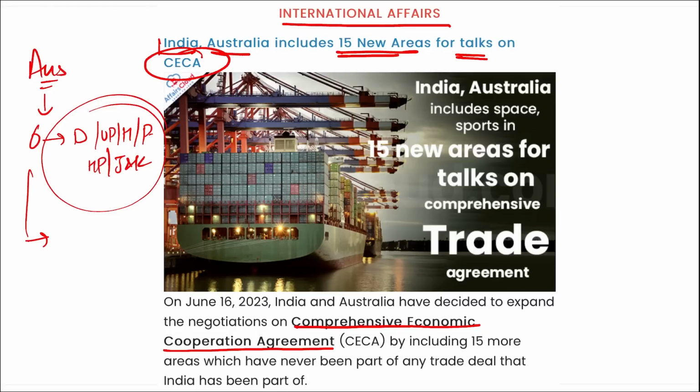Then apart from this, Deakin University. This is the first foreign university that has set up its campus in India. And where is this campus? It is in GIFT City, in Gandhinagar, Gujarat.